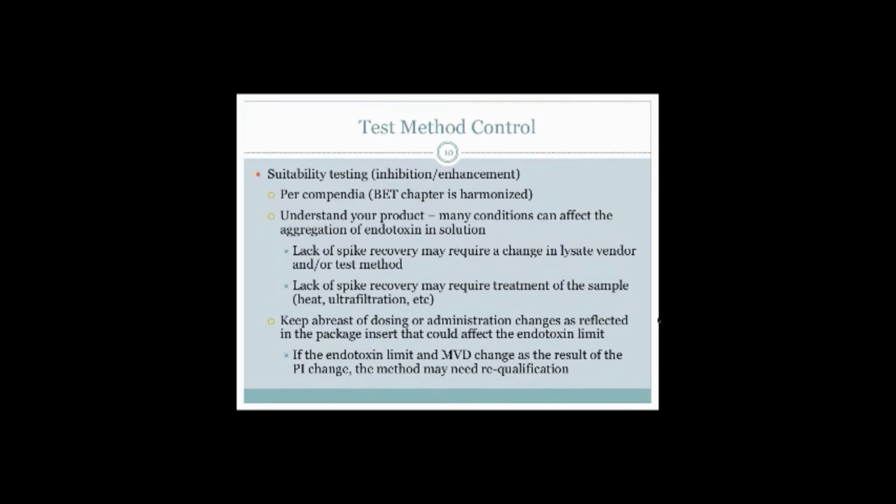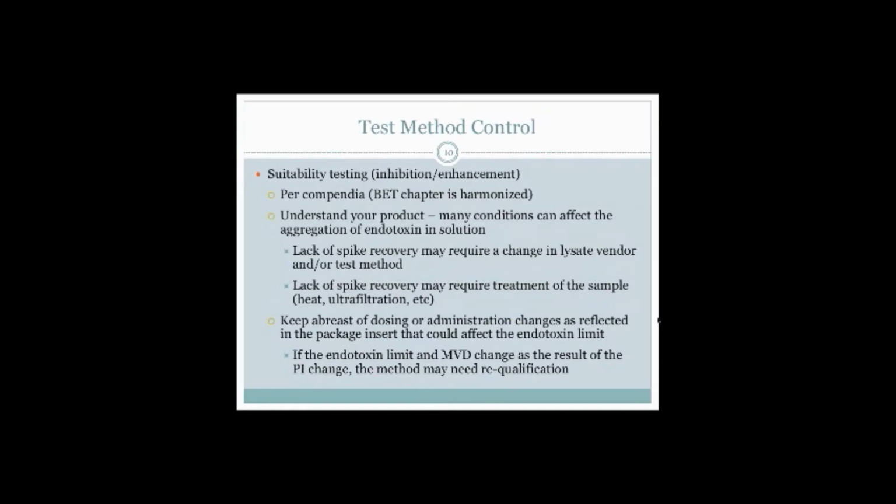In my experience, gel clot is probably the most robust of the methods. Depending on the product, chromogenic can be a bit more robust than turbidimetric. And so you need to go through and try a bunch of different methods if possible in order to determine if in fact you have a problem with your product.